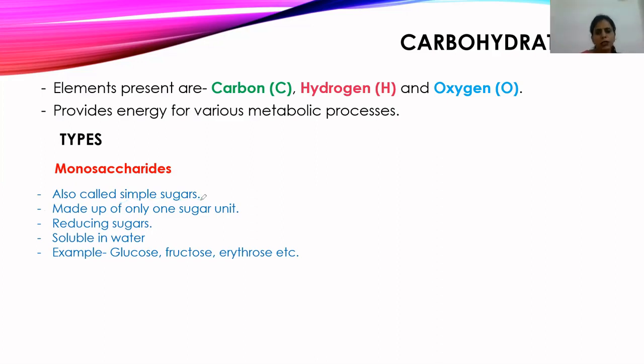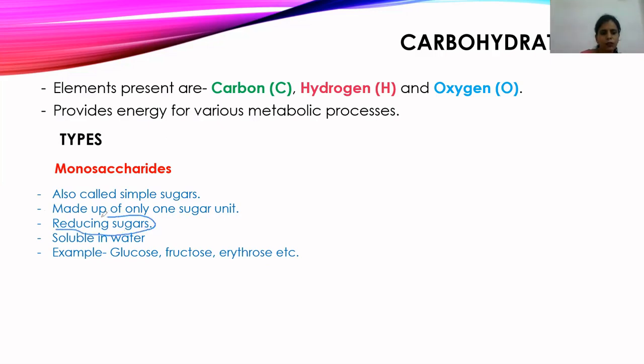Because they are not complex. They are called simple sugars because they are not complex. They are made up of only one single sugar unit. That's the reason they are known as simple sugars. Okay, they are all reducing sugars.